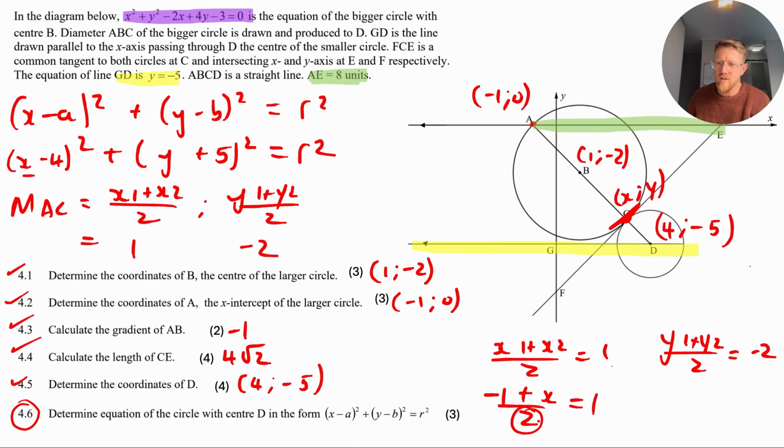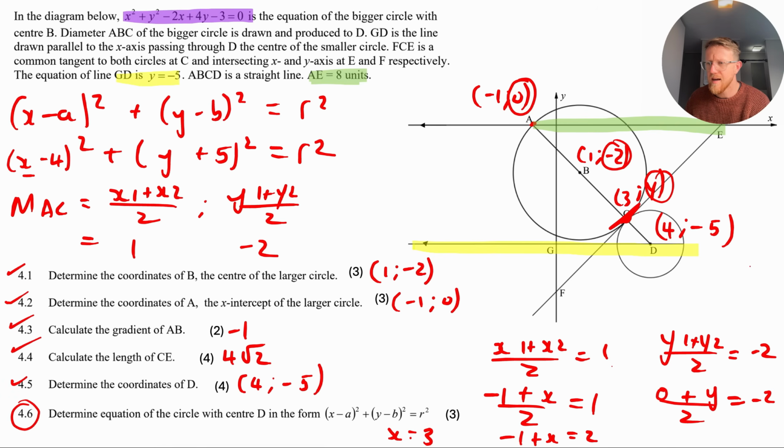So you can take this 2 and multiply it across. So you'd end up with -1 plus x equals 2. And if you solve for x, you should get x equals 3. So we've got the x value here. And then we can do the same process for the y values. So we take the y value of this point plus the y value of this point, divided by 2. And we know that the answer must be -2.